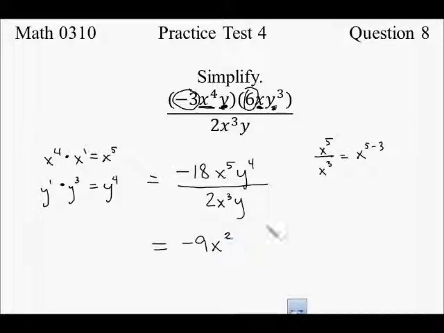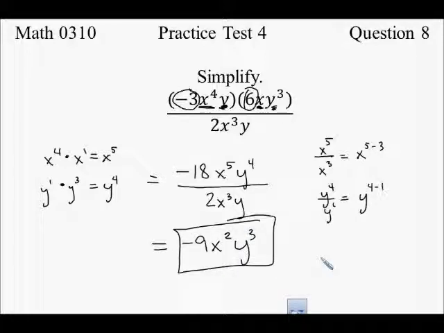And then we have y to the 4th over y. y to the fourth over y would be the same as y to the fourth over y to the first. So we're going to end up subtracting those exponents, y to the 4 minus 1, and that would give us y to the third power. Negative 9x squared y to the third, that's as simple as we can get there. And that is our answer, and that is answer choice A.